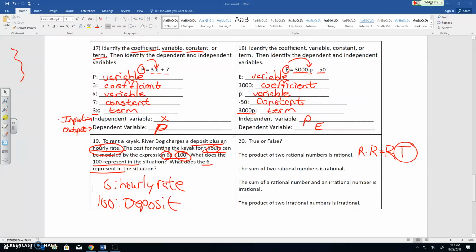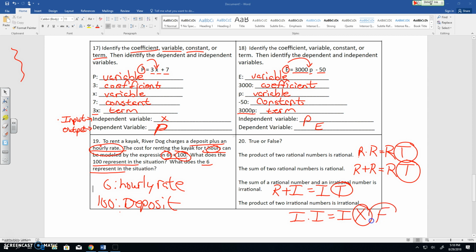So the first one's true. The sum of two rationals. So a rational sum is plus. So rational plus rational. It says is rational. That is also true. Then it says the sum of a rational number and an irrational. So the sum would be rational plus irrational is irrational. Ooh, that's interesting. That's true, right? Yeah, of course that's true. And then the last one, the product of two irrational numbers is irrational. So irrational times irrational is equal to irrational? I don't think so. Wrong.